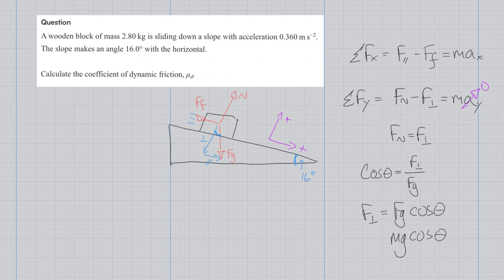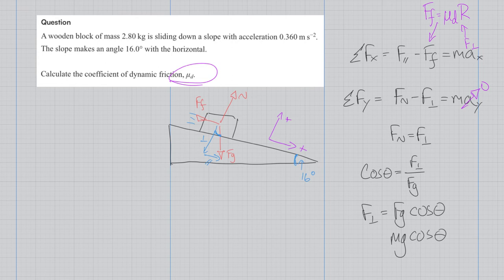Now, the question asks for the coefficient of friction. And if we look, this is where that is going to be found, because we know that the frictional force for something that is sliding is going to equal the coefficient of dynamic friction times my reaction force, which in this case is going to be my normal force, which is also my perpendicular force. So we're going to take those things and plug them in there.